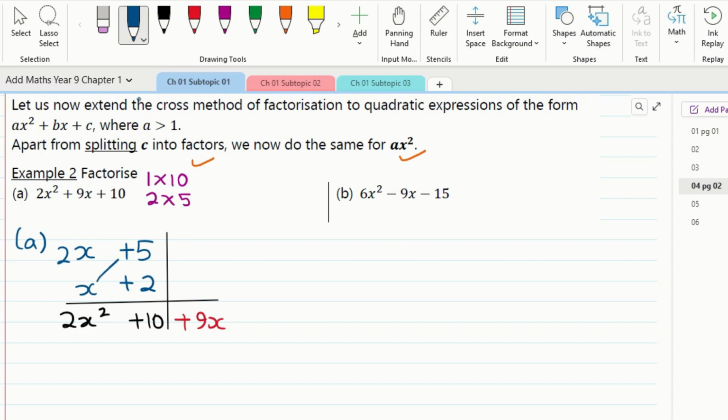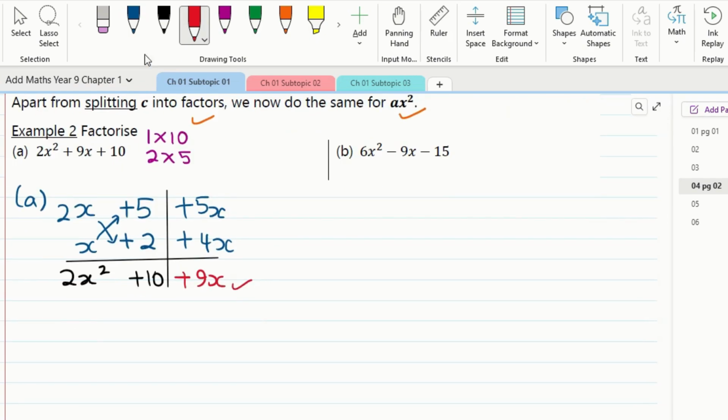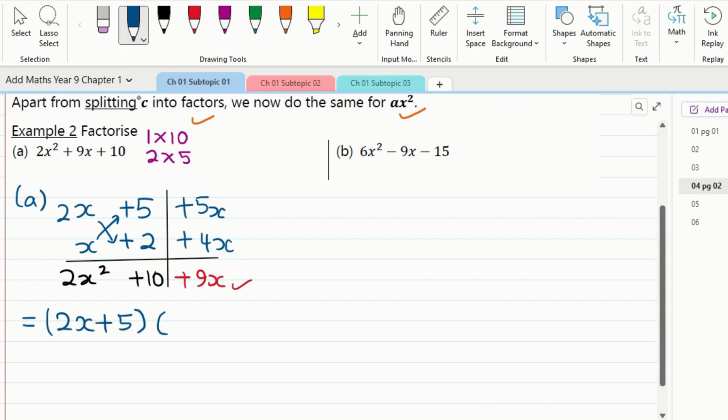So here, when you check and cross multiply, plus 5x plus 4x. You check this part again. So this is true. Once you have checked that this is true, it means you have managed to factorize this expression correctly. Right?